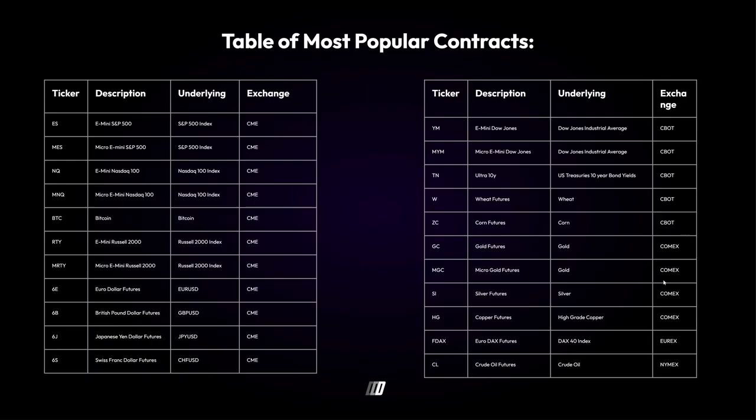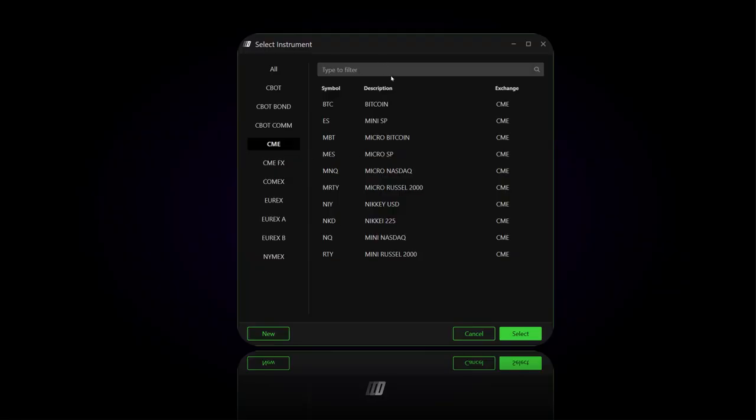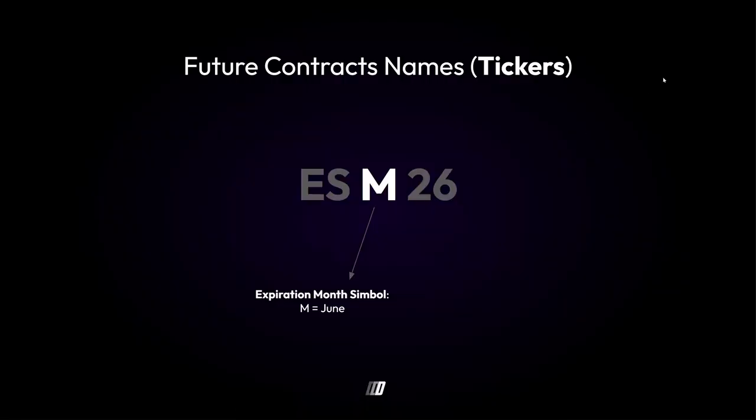And in the COMEX, you find a lot of commodities, and especially metals. So you're going to find gold, micro gold, copper, silver futures. And in the Eurex, you're going to find Euro stocks, FDAX. And in the NYMEX, you're going to find crude oil, natural gas, and a bunch of other ones that you can find here all the time. You can just simply type to filter, and you're going to find them.